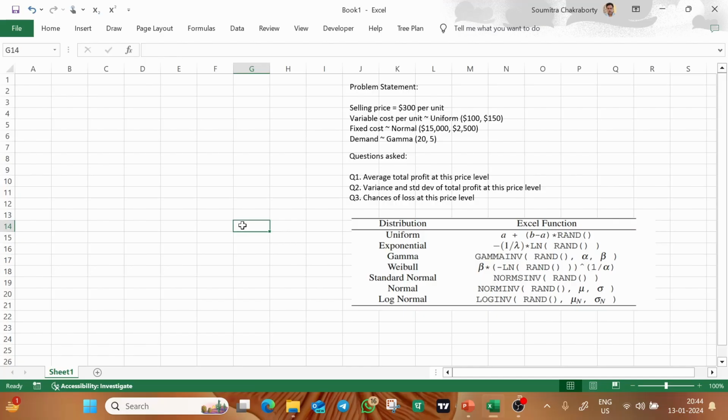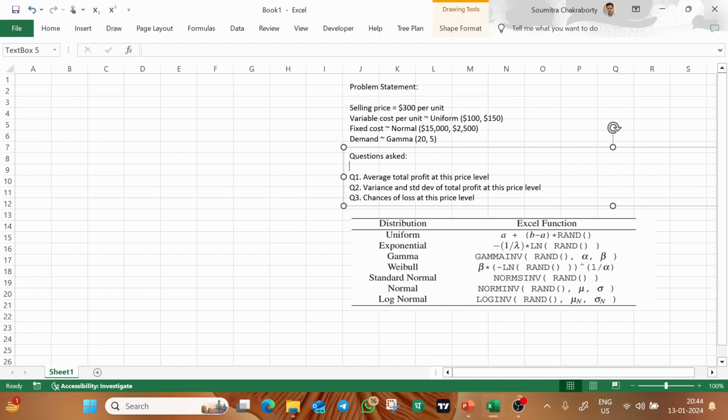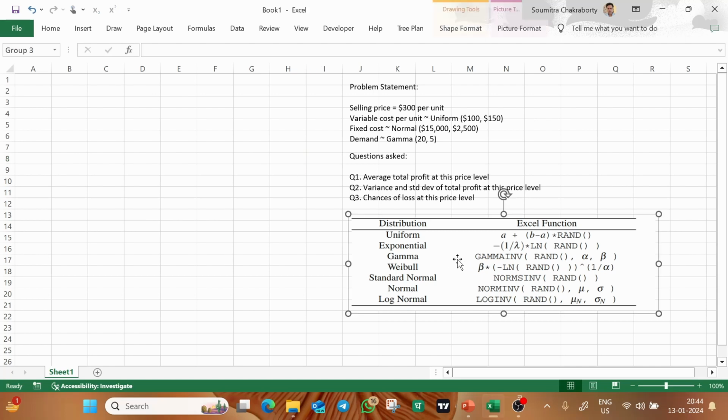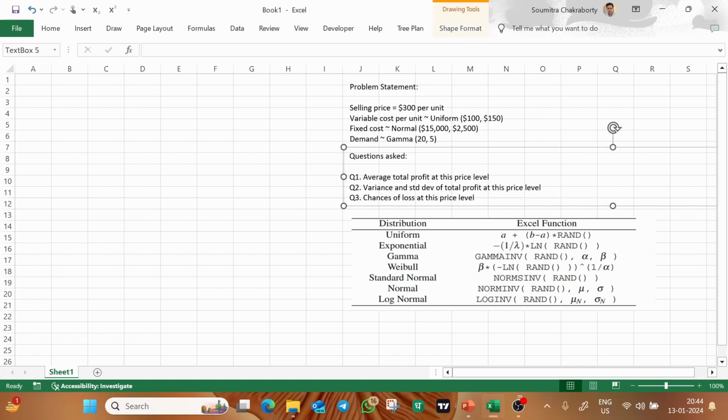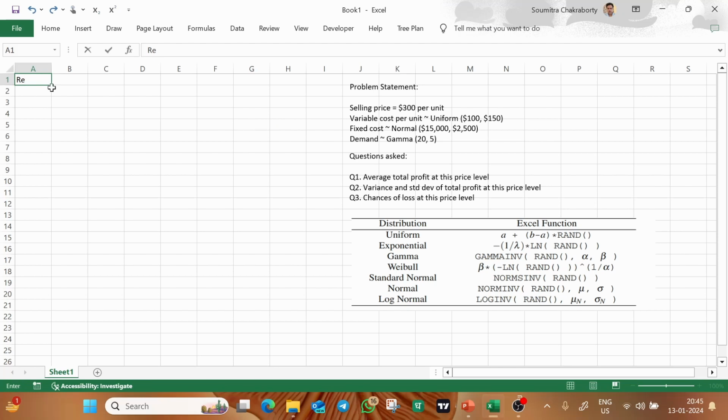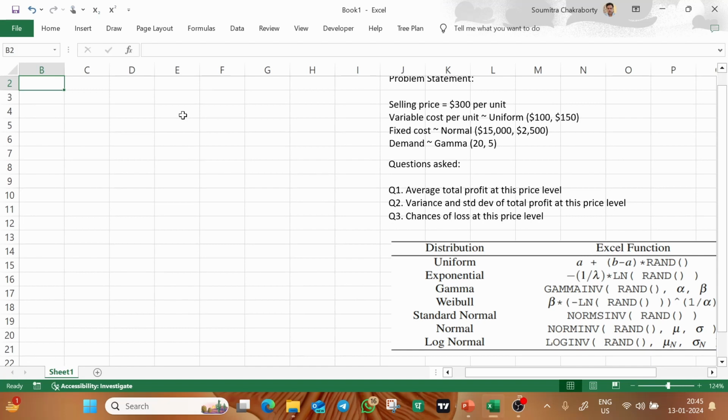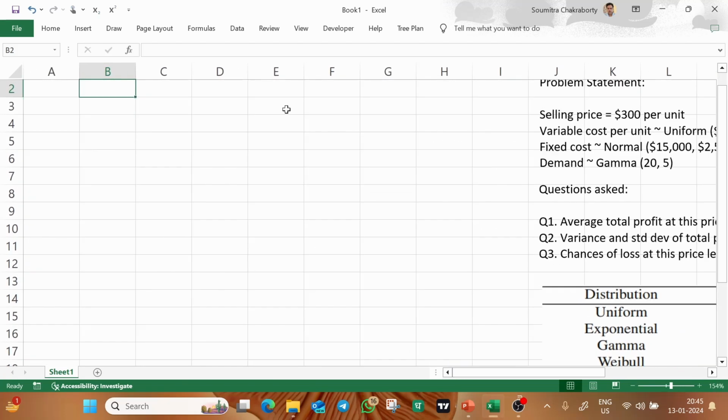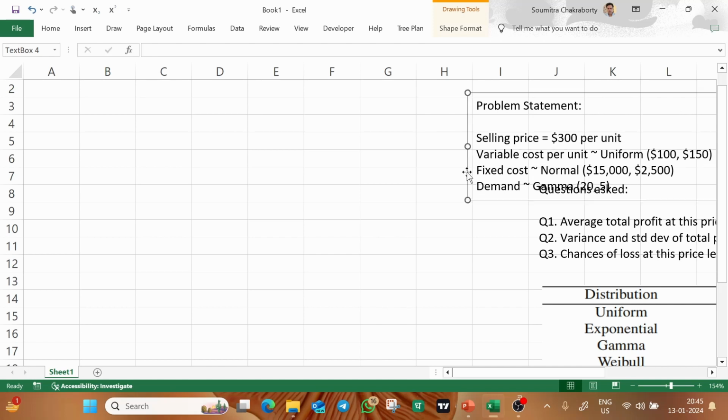So this is my Excel spreadsheet. You can see the problem statement and the questions asked. I have copied this from the slides to see it side by side, so that the data can be copied here, and the distribution formulas also, so that you can refer to them readily. I will delete these things once the model is implemented here. To start with, I will zoom the spreadsheet so that you can see it in a better manner.